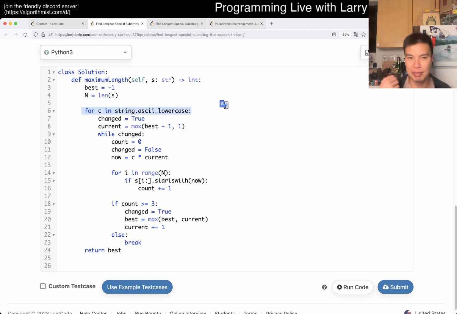But also, to be honest, a lot of people didn't do it this way, just because Q3 is the same problem, so you might as well do it at the same time. I'm going to explain the Q3, the harder version, in that video, so check that out. But that's all I have for this one. Let me know what you think.